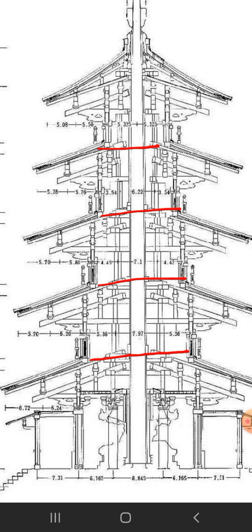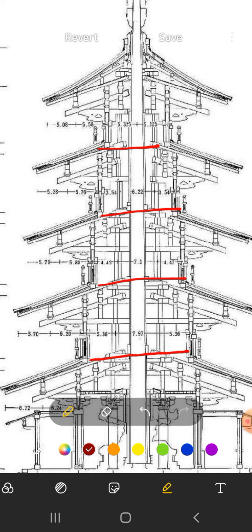Okay, so the red lines are representing the slabs and beams. The slabs are not very thick. They are just made of some planks, some timbers, so it's not very thick as it would be if made of bricks or concrete or whatnot.